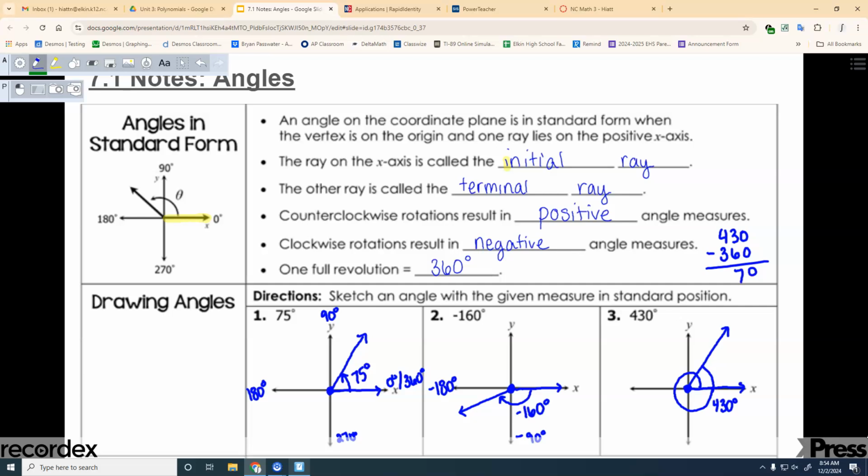Now my actual angle does not look much different than this one right here, right? It looks pretty close to this one. But it includes a full spin before you stop at that angle. Okay, questions? All right.